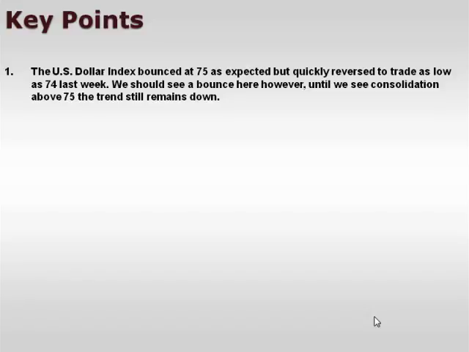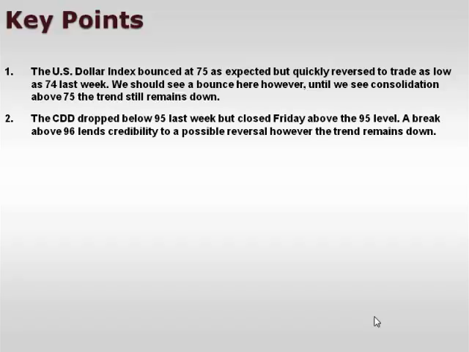Finally, let's take a look at a few of our key points. First of all, the US dollar index bounced at 75 as expected, but quickly reversed to trade as low as 74 last week. We should see a bounce here, however, until we see consolidation above 75, the trend still remains down. The CDD dropped below 95 last week, but closed Friday above the 95 level. A break above 96 lends credibility to a possible reversal. However, the trend continues to the downside.